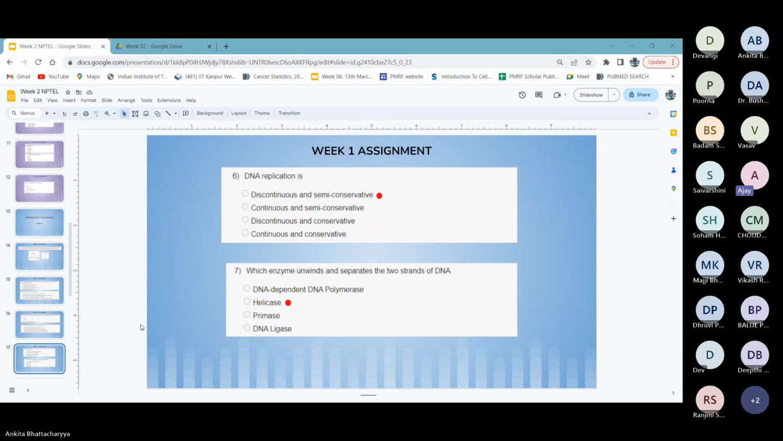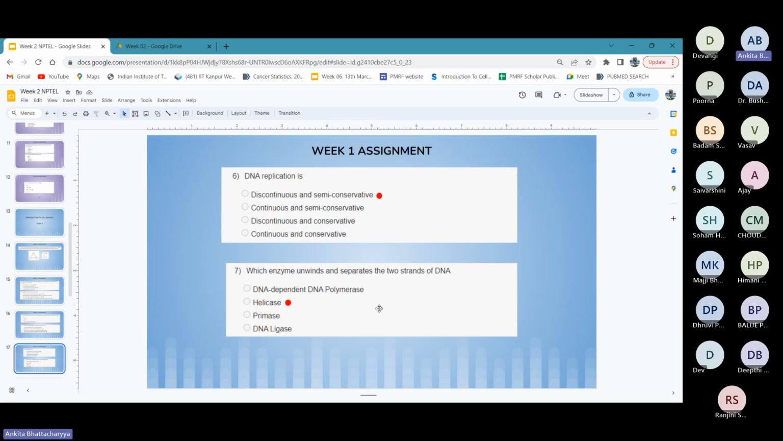Instead of discontinuous, can we use semi-continuous? Because one strand is continuous and another strand is not continuous, like we are using semi-conservative. Mm-hmm. So instead of, see, these are discontinuous, I think.